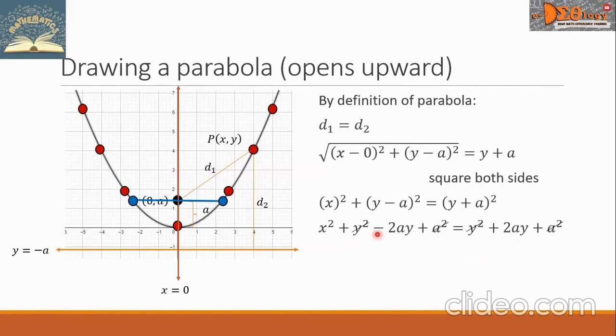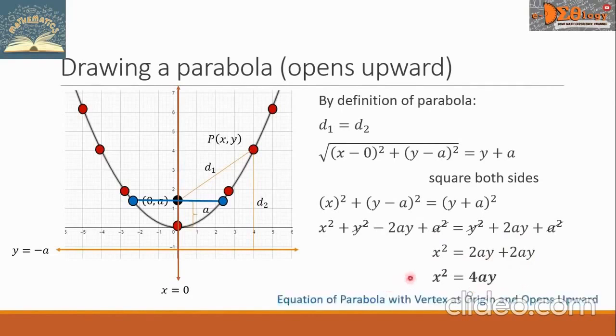Simplifying now, this negative 2ay we will transpose to the right. So from negative, it becomes positive. So the left side now is x squared equals, the right side is 2ay plus 2ay. Combining the right side terms, we have now 4ay. It means to say, we have now the equation of parabola with vertex at origin and opens upward.